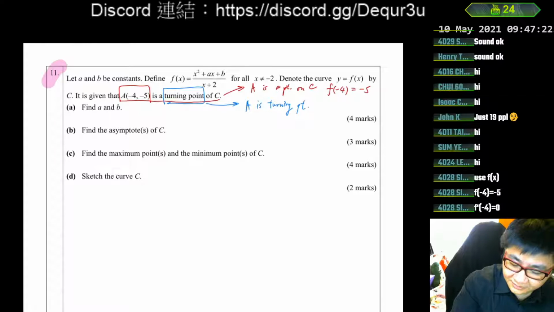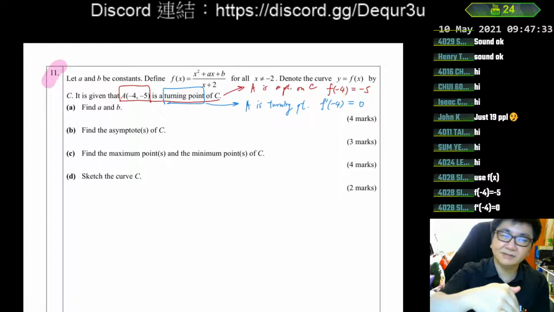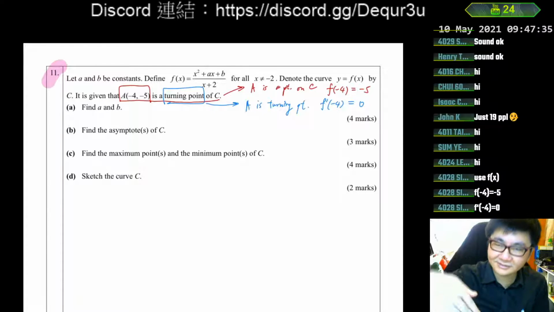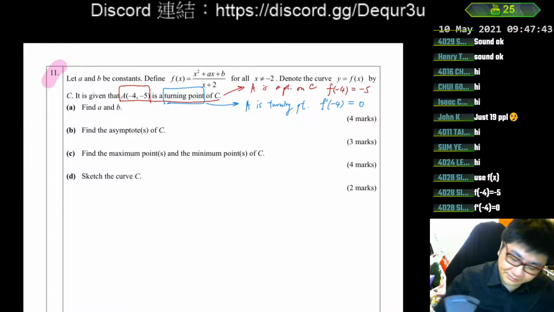By turning point, it means that if we differentiate and put the x in it, then it will be 0. This is one of the properties of a turning point: increasing and then decreasing for a maximum, or decreasing and then increasing for a minimum. Also, from here we can set up two equations to help us find A and B. Okay, so then we begin.